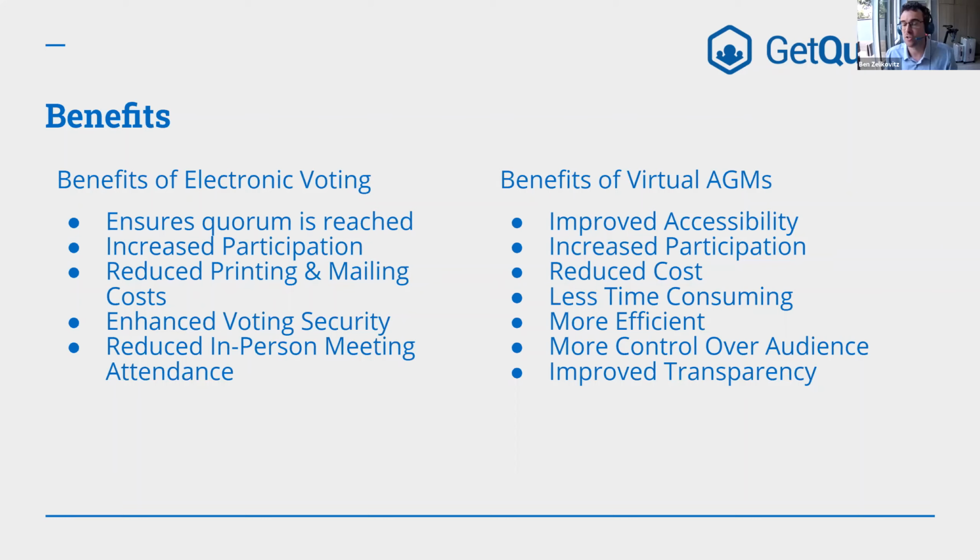You can reduce your printing and mailing costs by using electronic distribution of your meeting materials. Electronic voting is safe and secure. And if you're going to host an in-person meeting in a hybrid fashion, if you offer electronic voting beforehand, you can reduce the footprint of the meeting to only those that absolutely have to be there. So that's the electronic voting side.